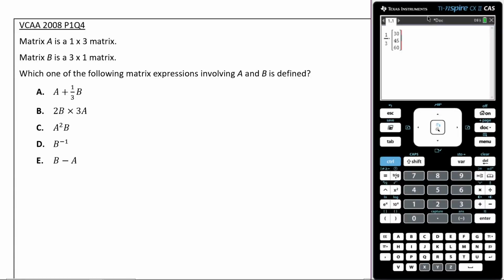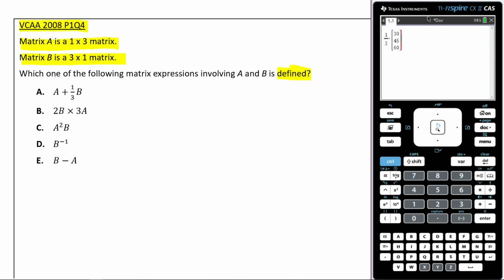Let's now answer this past exam question. It's taken from VCAA 2008, paper 1, question 4. It says matrix A is a 1 by 3 matrix. Matrix B is a 3 by 1 matrix. Which one of the following matrix expressions involving A and B is defined? So in other words, which of these actually work?